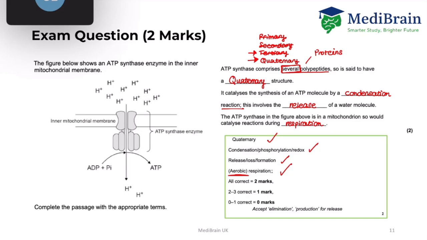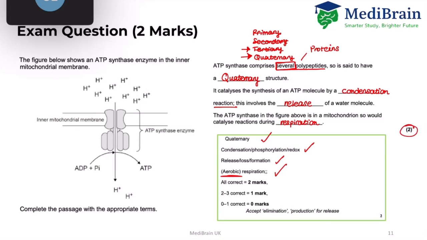Okay, so I know I've not included it, but try and include it in your answers where possible. Aerobic respiration. And that would give us 2 marks. Okay, all correct, 2 marks. If you got 2 to 3 correct, that's 1 mark, and if you got 0 to 1 correct, that's 0 marks.